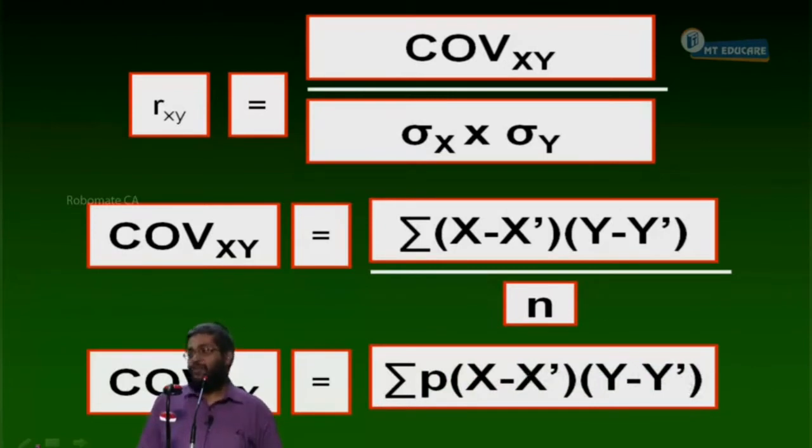So covariance of x and y is equal to sigma p into x minus x bar into y minus y bar. This is the covariance of x and y calculation. Can I proceed or not? Okay. Before I proceed, tell me correlation.